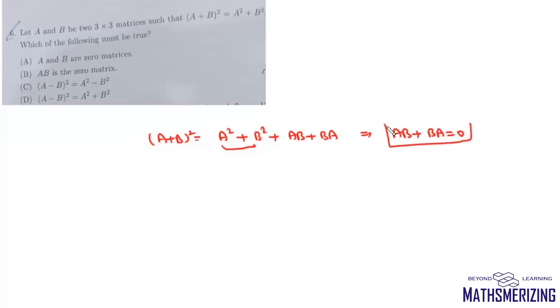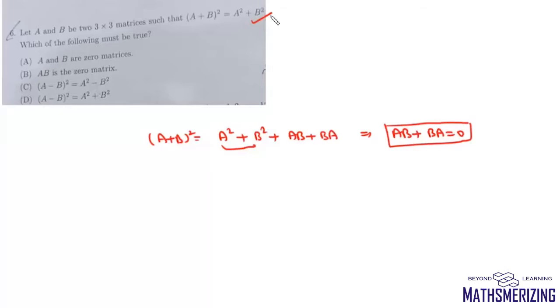Now the sixth question is, if A and B are two 3 cross 3 matrices such that (A plus B) square is A square plus B square, then which of the following must be true? Now we know that (A plus B) square is A square plus B square plus AB plus BA. Now if it is given that it is equal to A square plus B square, it simply means that the value of AB plus BA must be 0. So there is a condition that we are getting from this result.